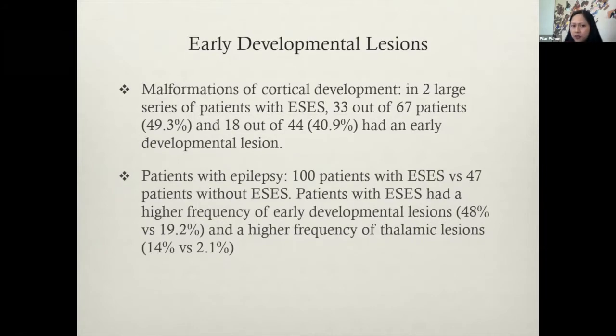Malformations of cortical development are pretty common: about 49.3% and 40.9% in two different cohorts of children who have CSWS had an early developmental lesion, meaning a structural abnormality in the brain. And in patients with epilepsy, 100 patients with ESES versus 47 patients without ESES were studied side by side, and they found that patients with ESES had a higher frequency of early developmental lesions and also a higher frequency of thalamic lesions.